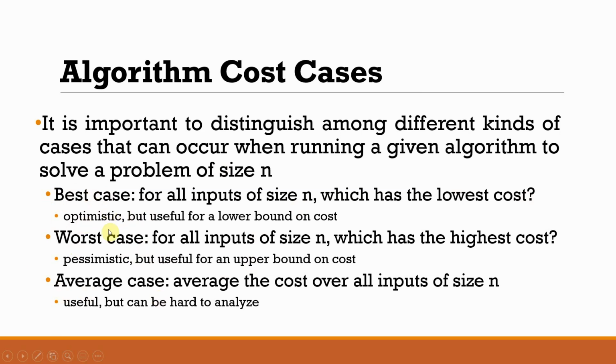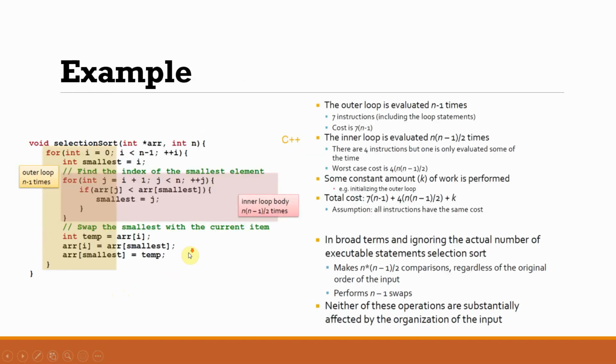Best case is very optimistic. Worst case is pessimistic but useful for an upper bound on the cost, and best case is useful for finding a lower bound on the cost. Average case is very useful, but it's more challenging to find. There's lots of difficult math involved. If you remember when we were talking about hashing, we talked about average cases, and there's a lot of nasty math behind those calculations. There's usually probability and discrete math involved. So it's very useful, but hard to analyze.